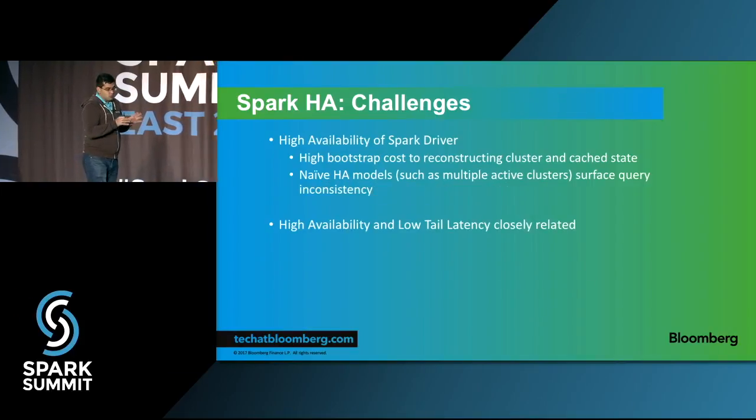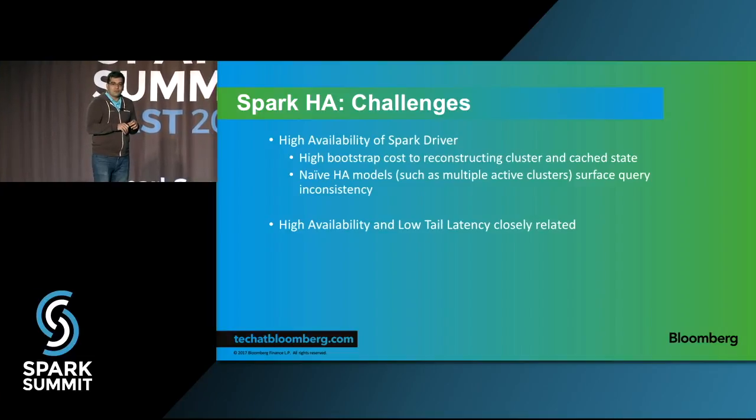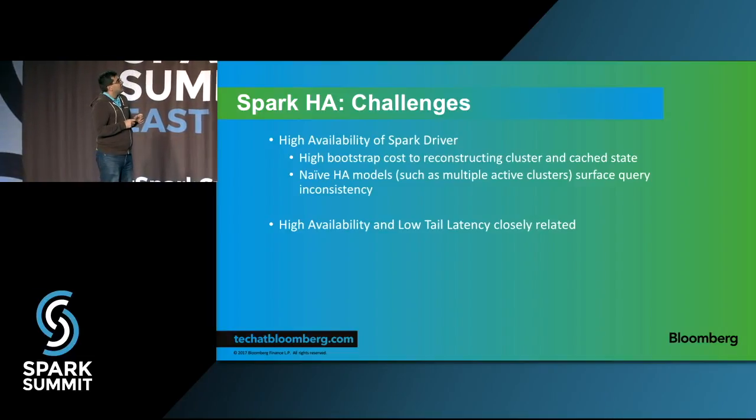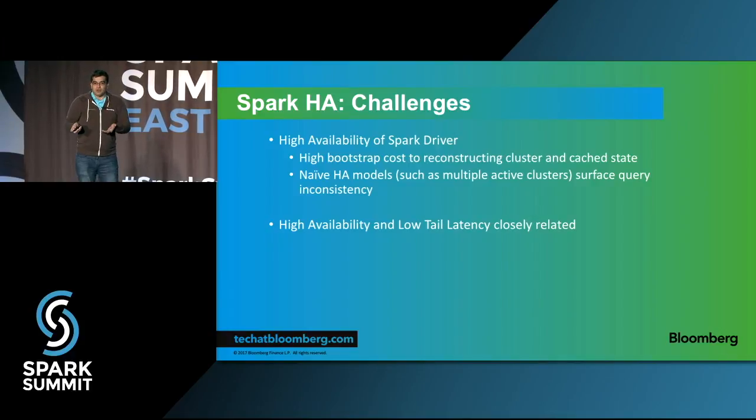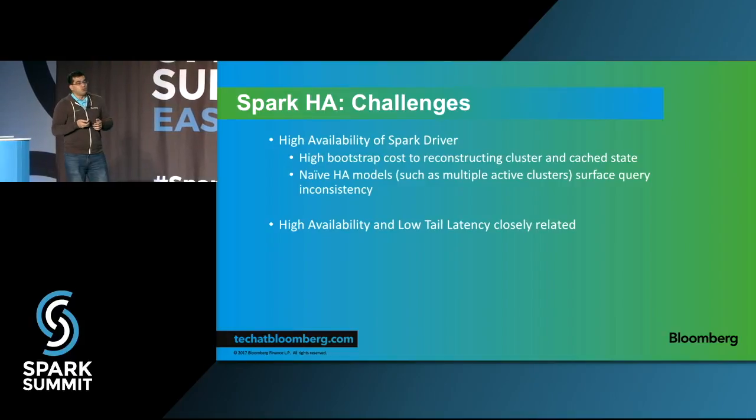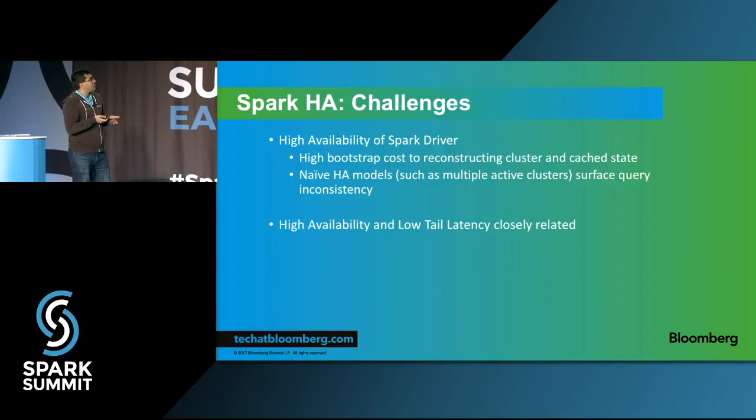Those are some of the, so to say, low-hanging fruit of high availability that we tried to address. There are still some challenges in Spark, specifically around the driver itself. Now, we all know if you lose the Spark driver, you lose all the executors, and all the cache state that was there on the executor goes away with it. So there's a very high bootstrap cost of reconstructing the cluster and the state. And we can come up with very naive HA models, like having fully fledged multiple clusters running simultaneously. And we'll soon discuss what might be the problems there.